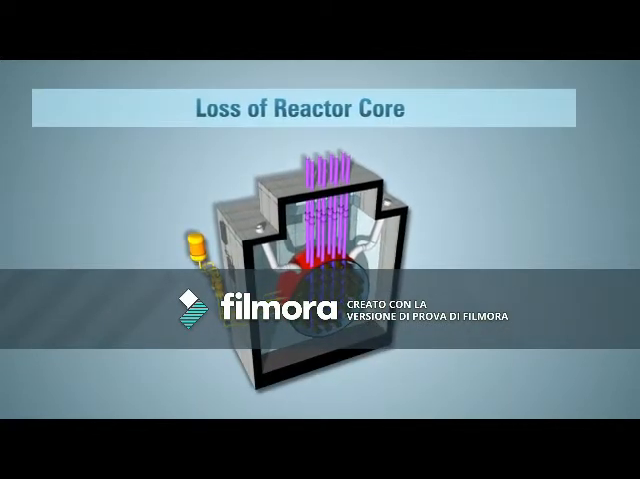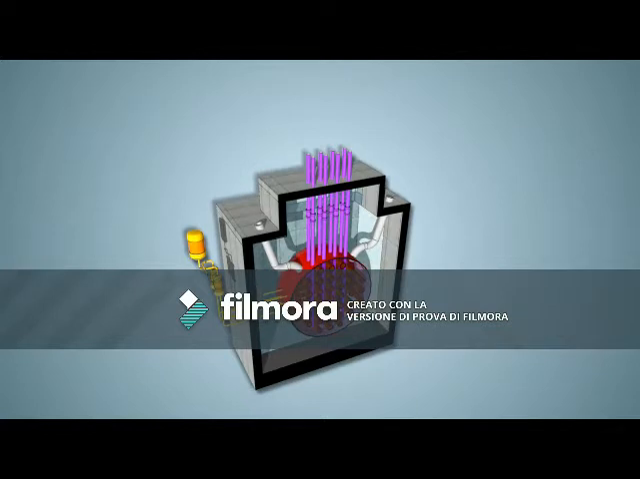Assuming the accident is not stopped, the reactor begins to overheat and the heavy water boils away. Radioactive steam is released automatically into the reactor building. The fuel continues to overheat and the reactor is significantly damaged.